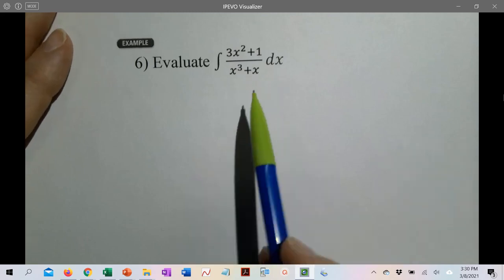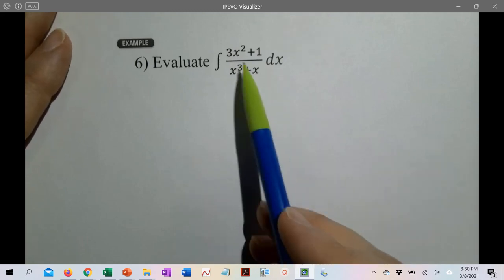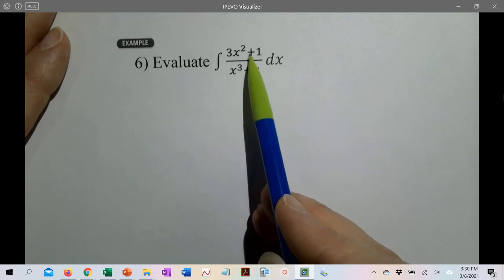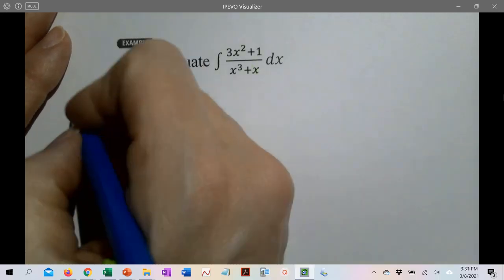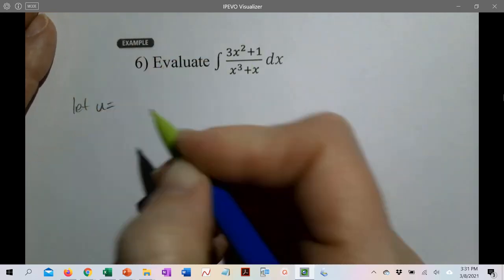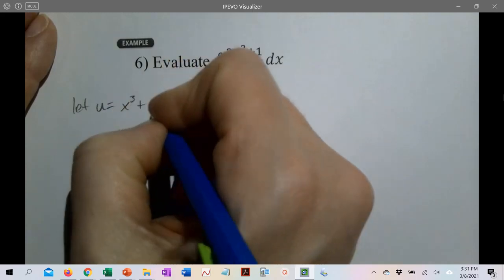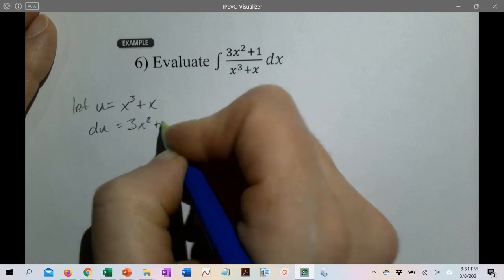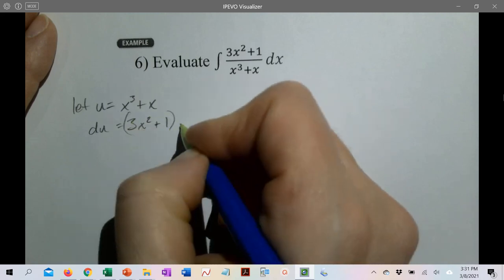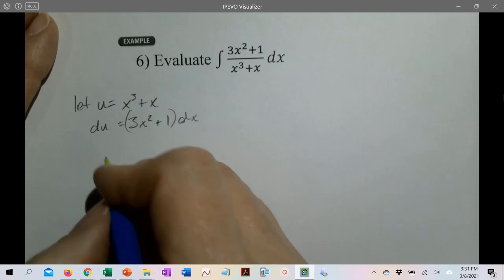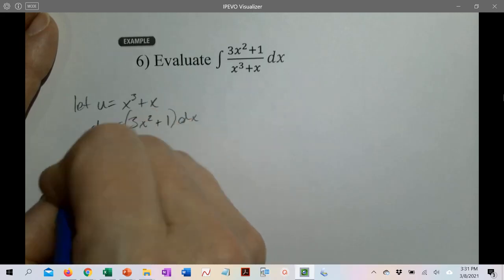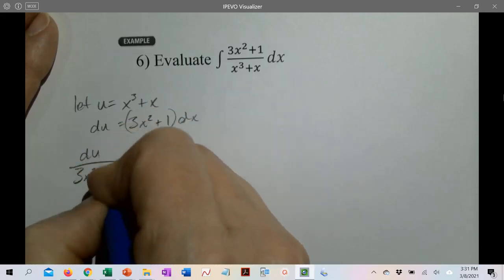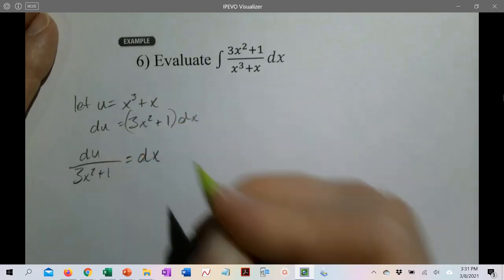Number 6. So here's one where you can see that we have a function and its derivative all within the same integral. The function would be the x cubed plus x, and then the derivative of that is 3x squared plus 1. So let's see how this one's going to turn out. We're going to let u equal the function, so x cubed plus x, and then the derivative of that would be 3x squared plus 1, and then you have that dx there on the outside, and then we isolate the dx, so we have du divided by 3x squared plus 1 is equal to dx.